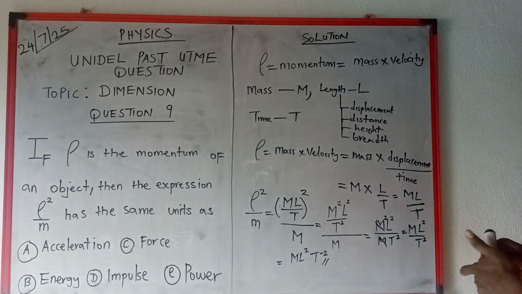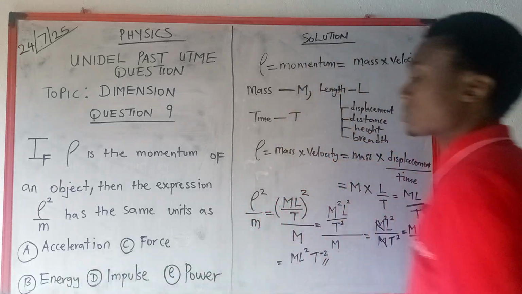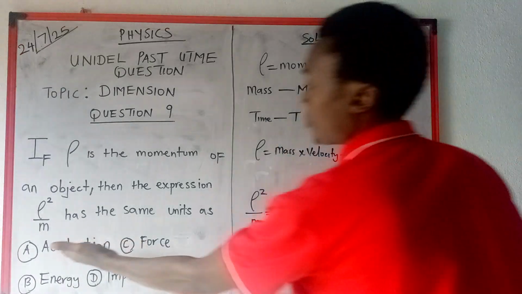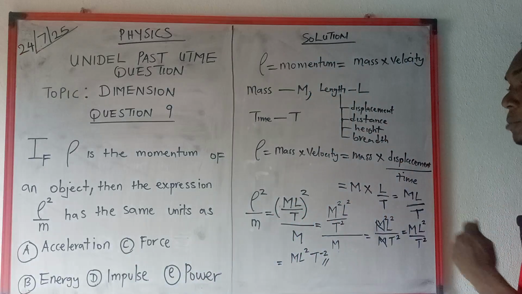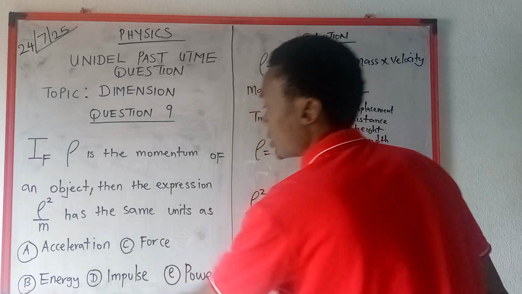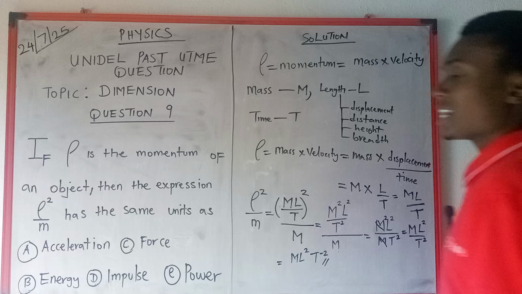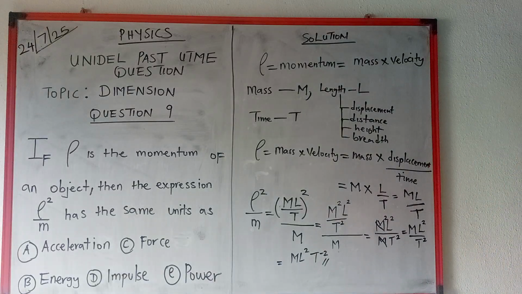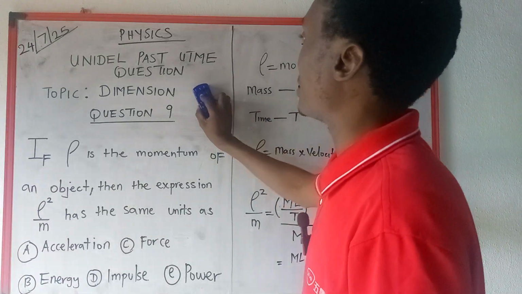Now, after solving it, they are asking you from this, which one has the same unit? So without wasting time, if you know, acceleration is not possible. When you try force, it's not possible. When you try energy, it's not possible. When you try impulse, it's not possible. So the closest answer to this is power. So now let's prove it.